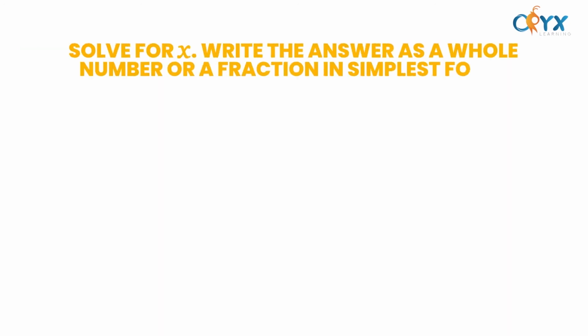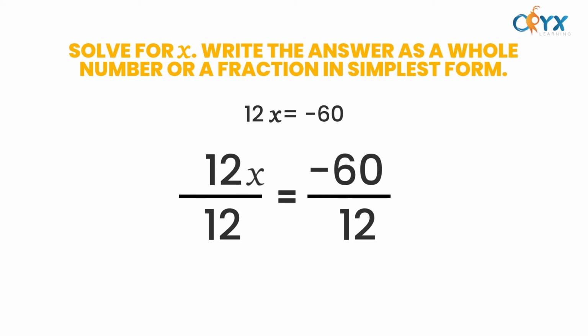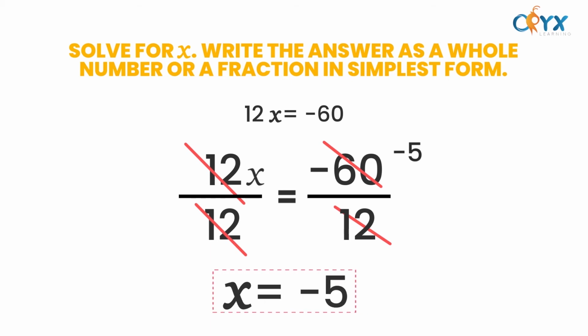Solve for x. Write the answer as a whole number or a fraction in simplest form. So here we have 12x equals -60. The 12 is being multiplied by the x. We have to use the inverse function to isolate it. The inverse function of multiplication is division, so we'll divide both sides of the equation by 12 to keep it in balance. 12 divided by 12 is just 1, that cancels out. And -60 divided by 12 is -5, so 1x equals -5, or just x equals -5.